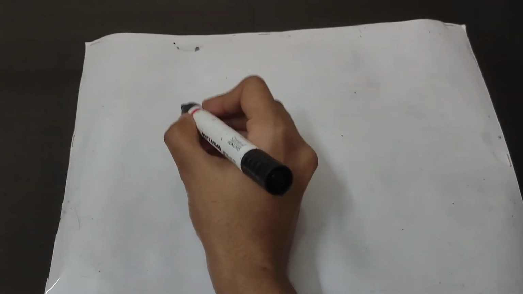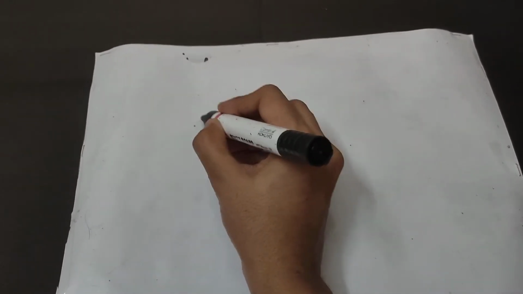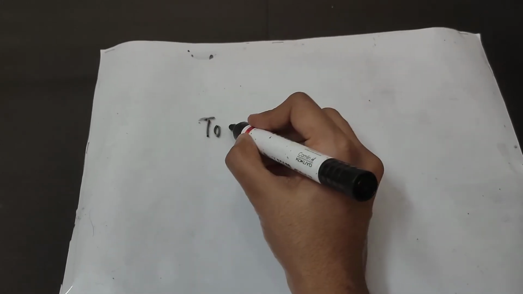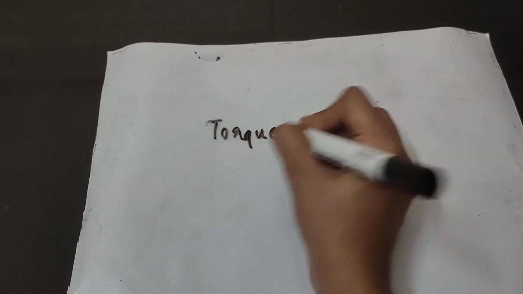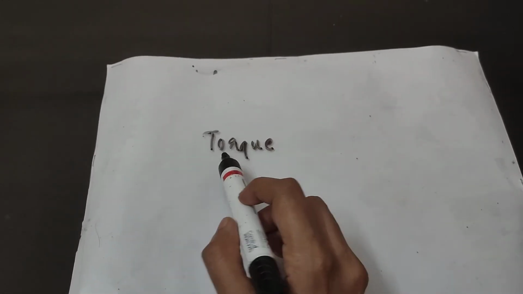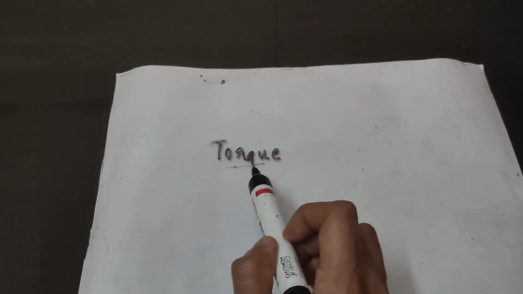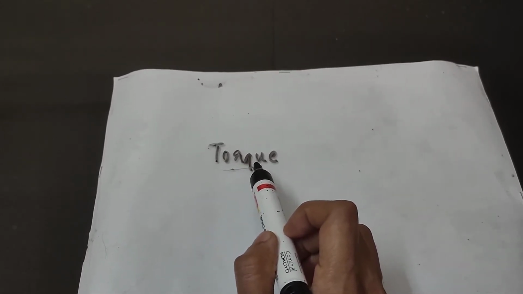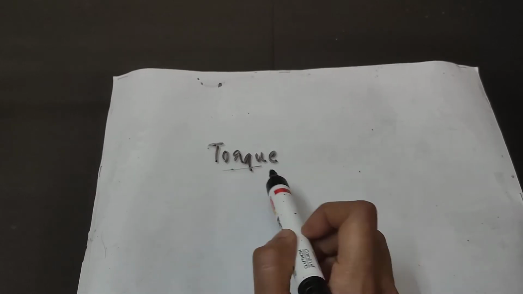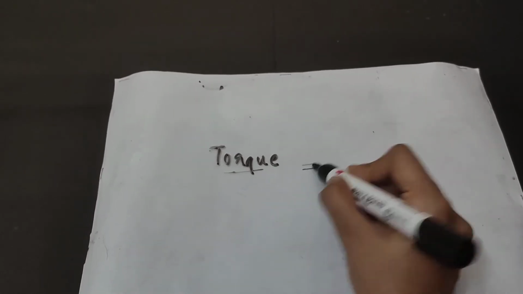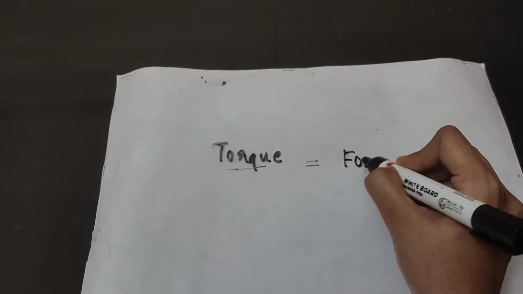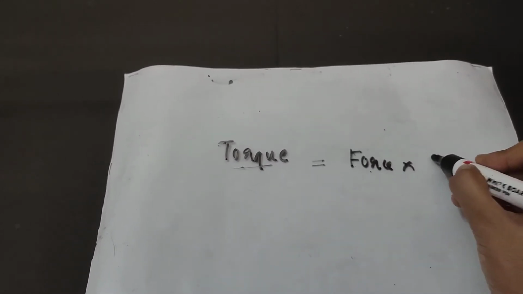Before going into the details of today's topic, first let us find the dimension of a quantity. Let us find the dimension of torque. Torque is one of the derived quantities. And we know, to find the dimension of a quantity, first of all we should write the equation, right? So torque's equation is force into perpendicular distance.